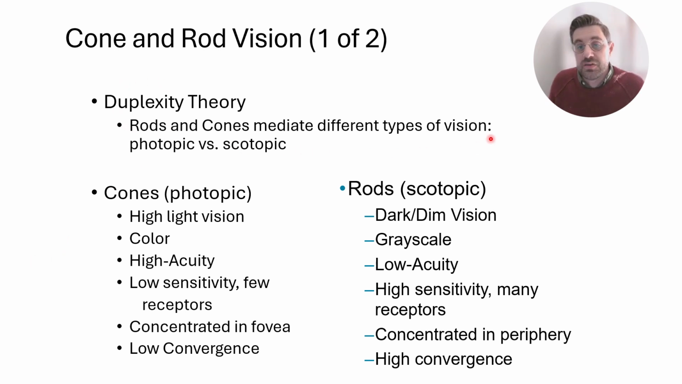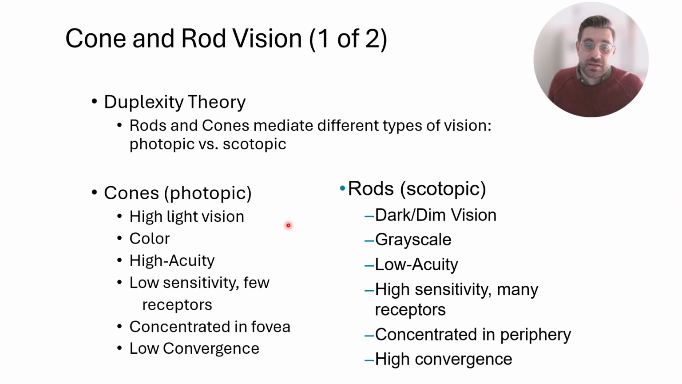And the theory for this is called duplexity theory, where we've got two different kinds of receptors. The theory is that they're going to mediate different types of vision. There's special terms for this: photopic and scotopic. This is like a real photograph, and then scotopic is less sophisticated than a photograph. But I just need you to know that there's different vision mediated by cones and rods. Here's kind of a list of what's different about the two, and you can pause the video, kind of study this if you'd like to.